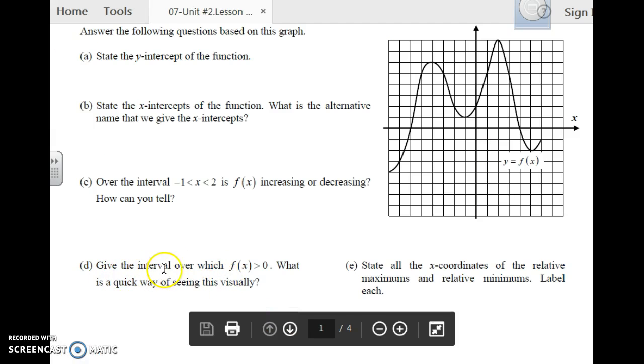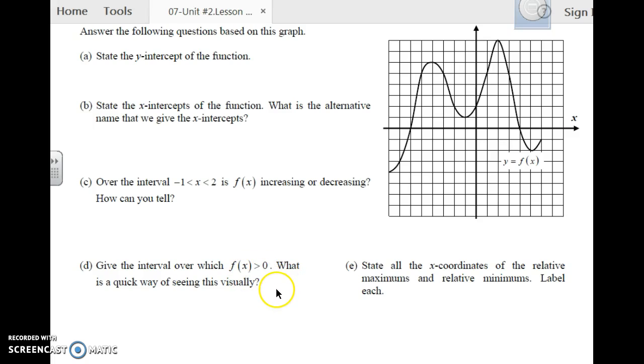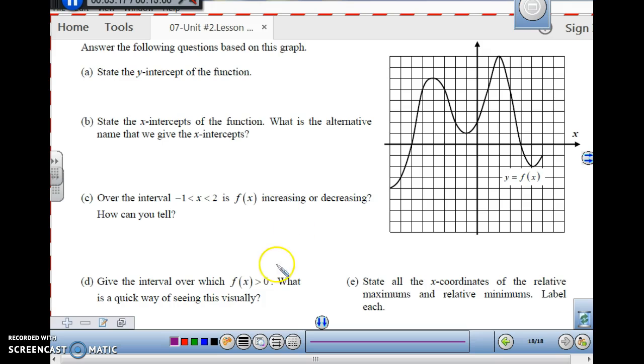Now, let's give the interval over which f of x is greater than 0. What is a quick way of seeing this visually? All right, first of all, let's make sure we understand what's being asked here. F of x is greater than 0 means that when you do the function and you put your inputs in and get your outputs, the outputs are greater than 0. Remember, your outputs are y's. So where your y's are greater than 0. So what would be a quick way of seeing this visually?